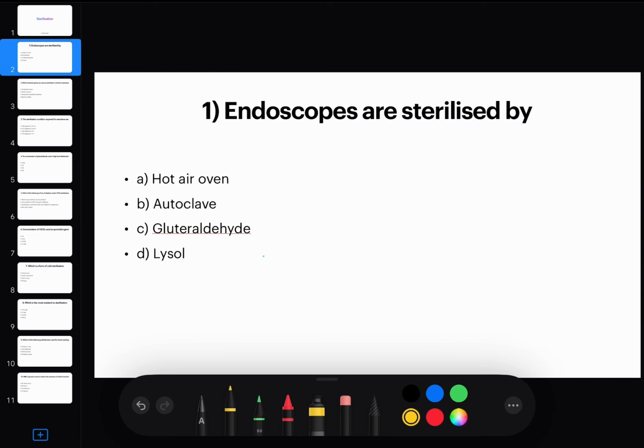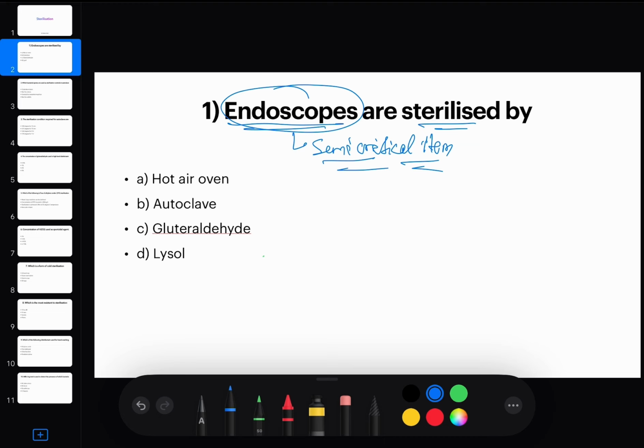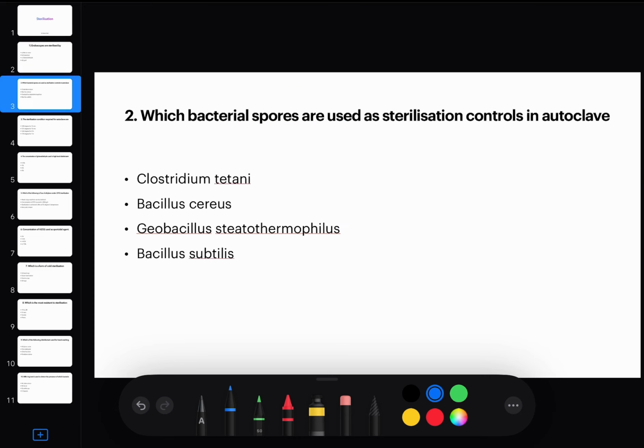MCQ number 1. Endoscope is sterilized by what? Endoscope is a semi-critical item, and the answer is glutaraldehyde, that is 2% glutaraldehyde, which is a disinfectant. Okay, then come to the next question.